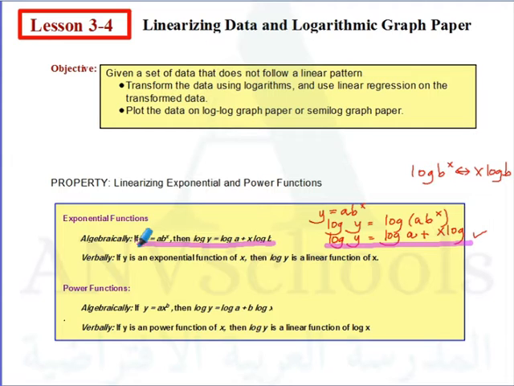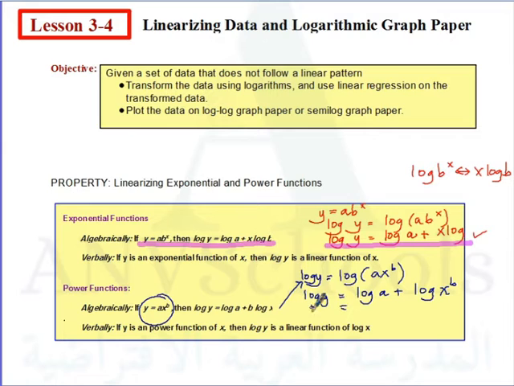Now we have linear data in terms of logs, and we are going to plot this data on semilog or log-log graph paper. For power functions, remember that a power function has the form y equals ax^b. Transforming that into logs, we have log y equals log ax^b. Again, this is the power rule for this part. So log y equals log a plus b log x. In verbal explanation, for exponential functions, if y is an exponential function of x, then log y is a linear function of x.